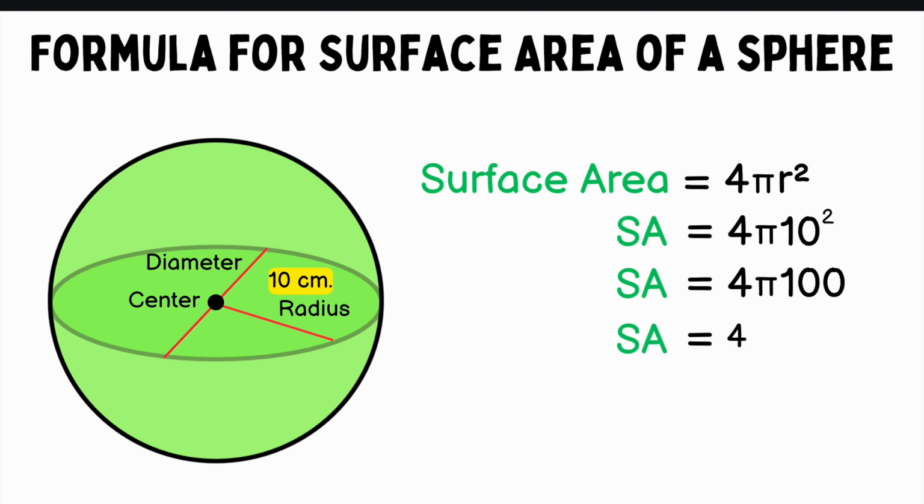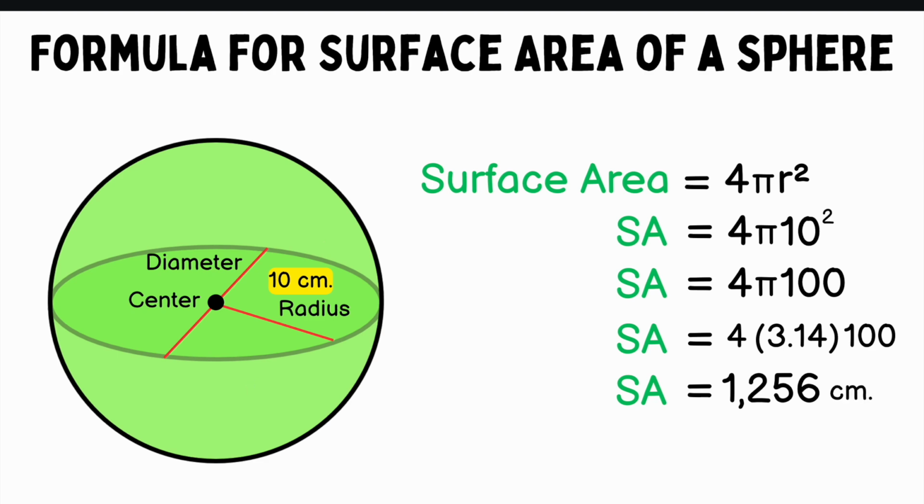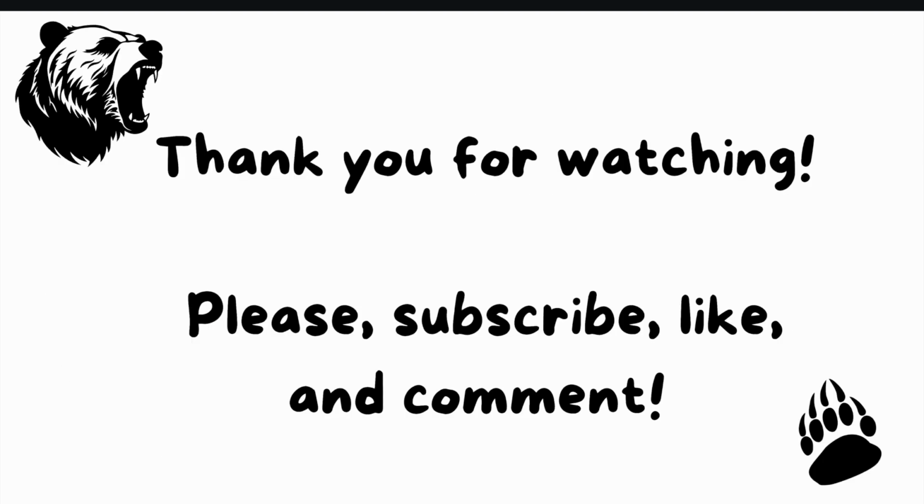Surface area equals 4 times pi, which is approximately 3.14, times 100. If we multiply 4 times 3.14 times 100, we get 1,256. That means the surface area of this sphere is 1,256 centimeters squared.